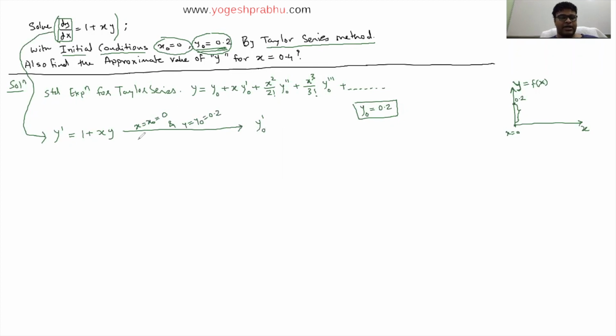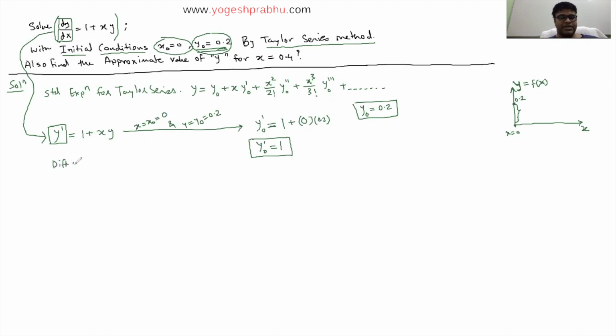So y naught dash, which is this value here, will be equal to 1, which will remain as it is. x will become x naught and x naught is 0, right? So this is going to be 0, and y will become y naught, so this is 0 into 0.2. Of course, this term will be 0 and then you'll get y naught dash is equal to 1. That's the answer that we got.